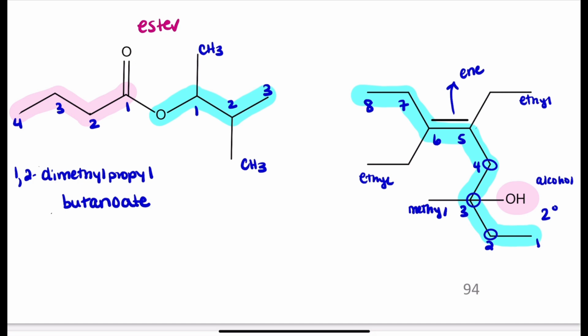Now I need to put these things into alphabetical order. Let's see. Ethyls come first, so 5, 6. I have 2 of them. Diethyl. Methyl comes next. Where's my methyl? 3. 3 methyl. I have 8 carbons overall, so oct. I need to emphasize that I have that double bond. 5 ene. And then I need to tell you where the alcohol is. 3 ol. So 5, 6 diethyl, 3 methyl, oct, 5 ene, 3 ol.